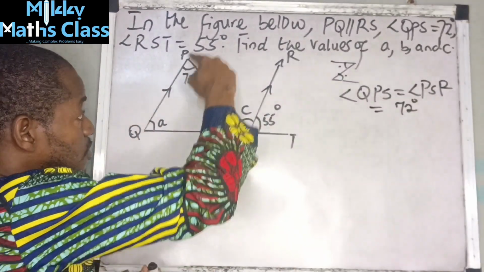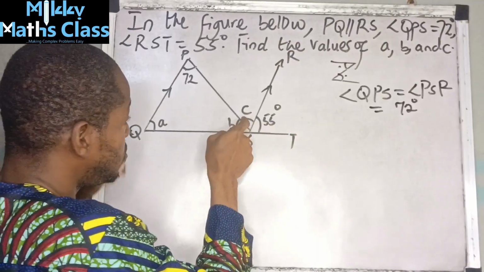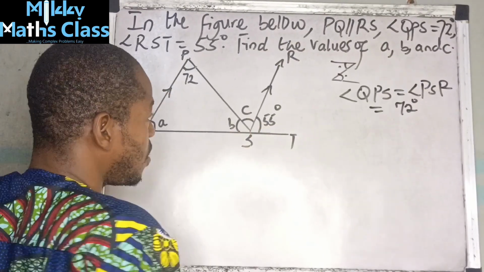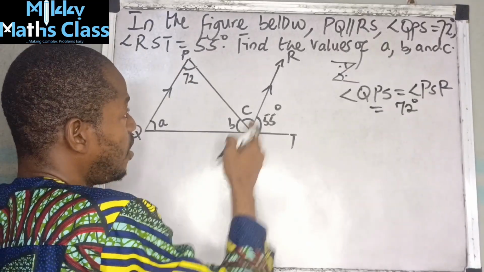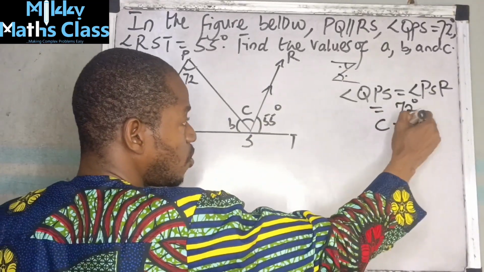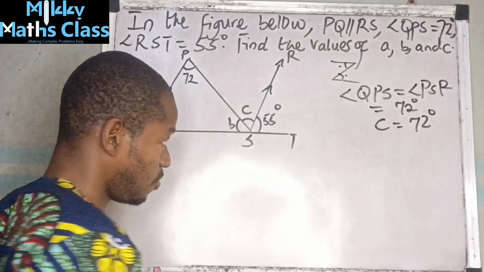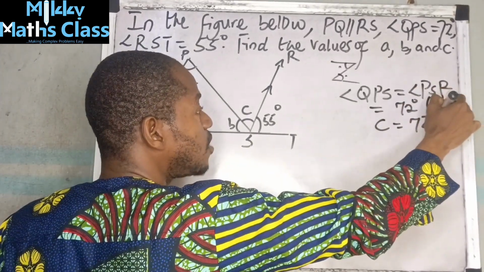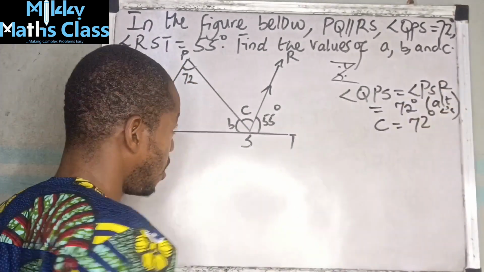Look at it here. This is Z. What is here is the same as what is here. So the angle at C here, which is angle PSR, C is equal to 72 degrees. Why? Alternate angle. Let me put it there. Alternate angles. They are alternate.